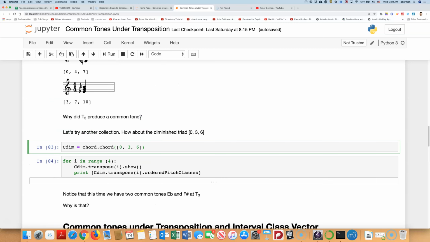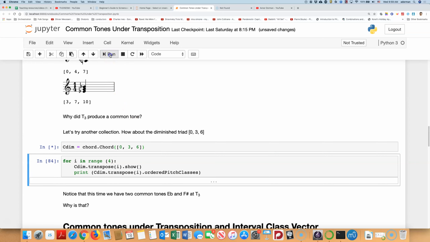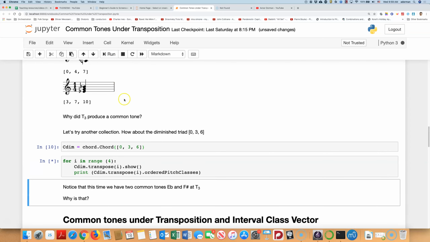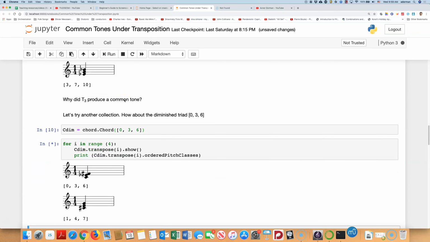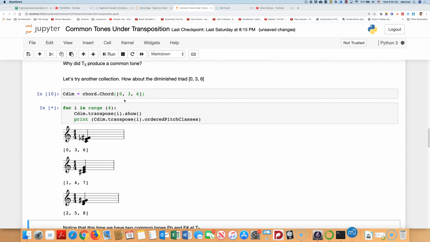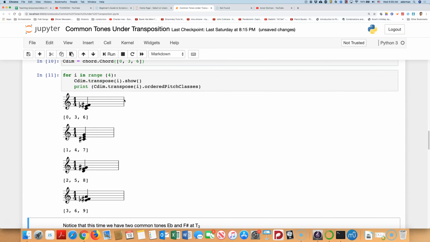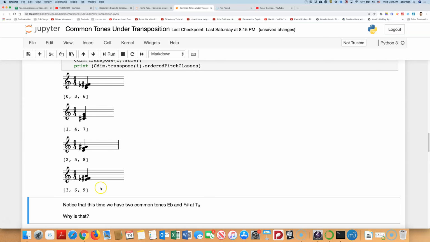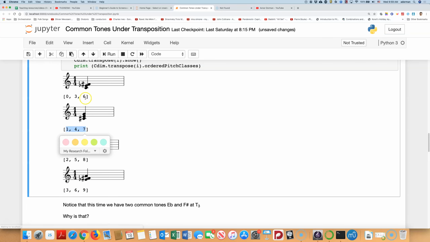Let's try it with a diminished triad. So I'm going to define the diminished triad here. And I'm going to just generate 4 different transpositions, at 0, at 1, at 2, and at 3. And you notice that here, we don't have any common tones, right? 0, 3, 6, 1, 4, 7. None here. 0, 3, 6, 2, 5, 8. Here we actually have 2 common tones.